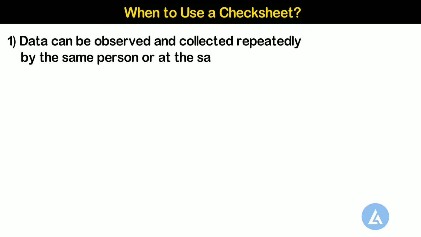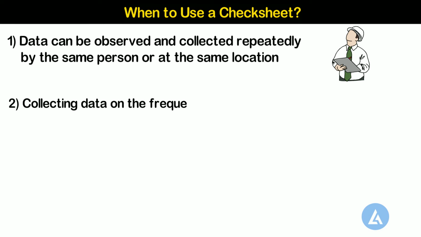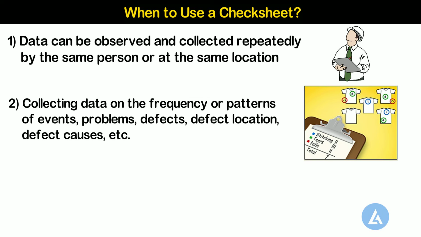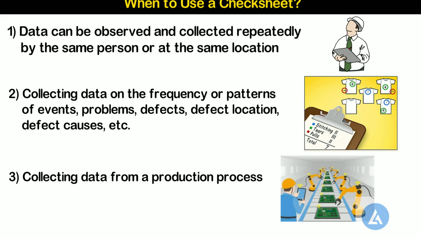1. When data can be observed and collected repeatedly by the same person or at the same location. 2. When collecting data on the frequency or patterns of events, problems, defects, defect location, defect causes, etc. 3. When collecting data from a production process.